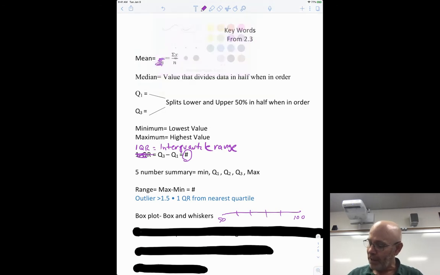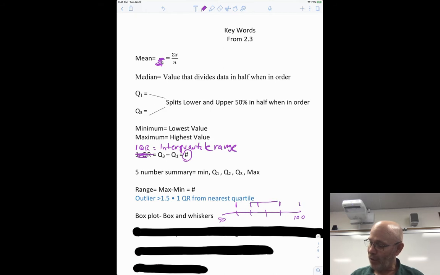So let's say the minimum test score was 60. Let's say the first quartile was 70. I'll just make this easy. The median was 75. Don't worry, our tests will always be higher than that. And the third quartile, let's say maybe that's 90. And then the maximum, let's say someone got 100.